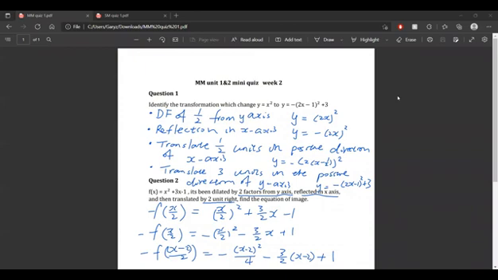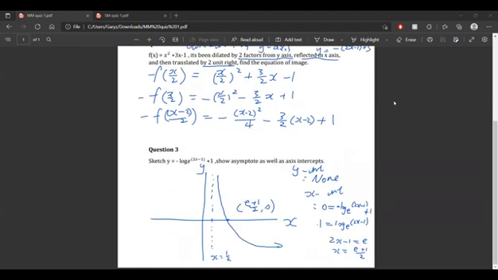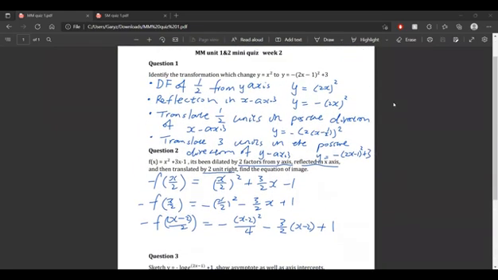There are only 2 questions, so I mean 3 questions. The answers are on the screen. All right, cool. Let's go. For question 1, we need to identify the transformation from the original function, which is y equals x squared, to the image function.